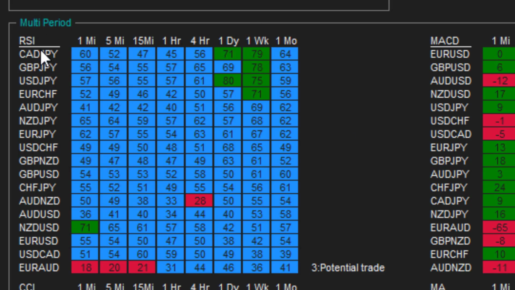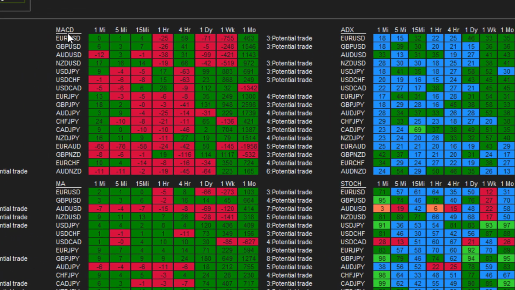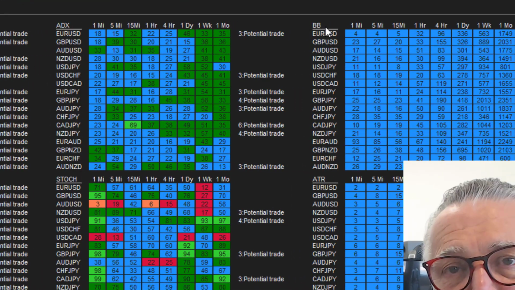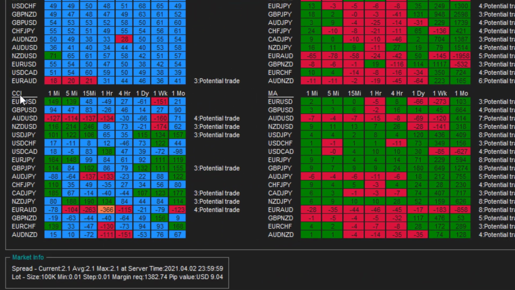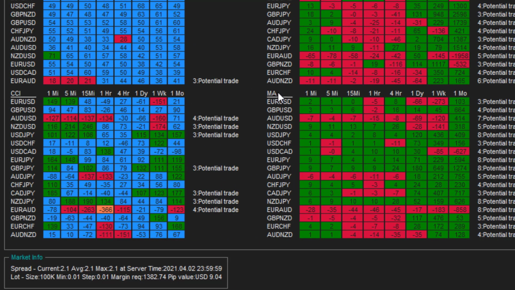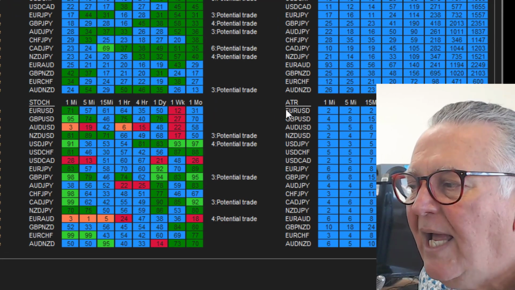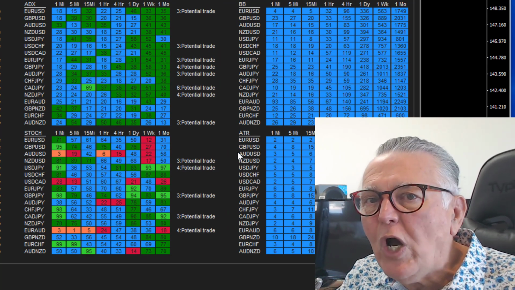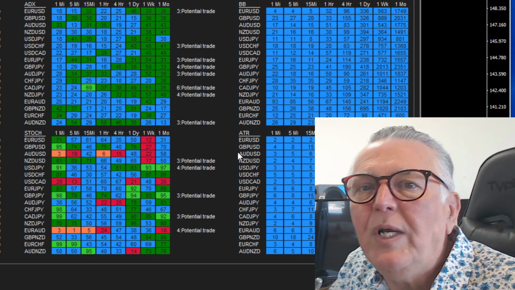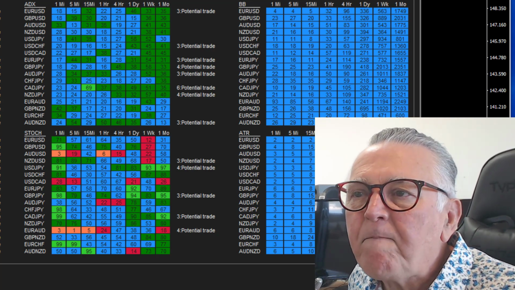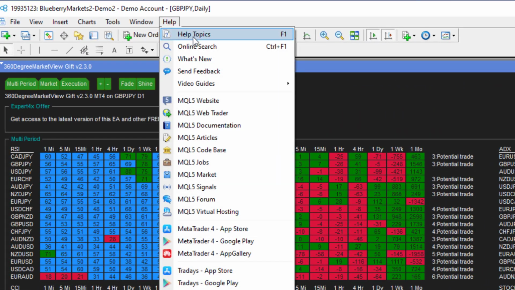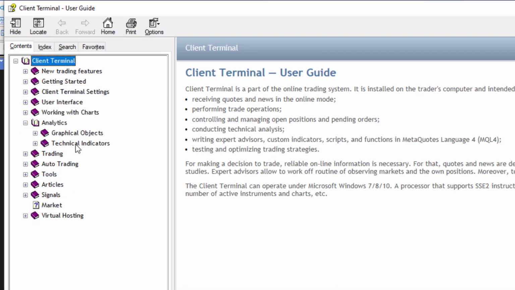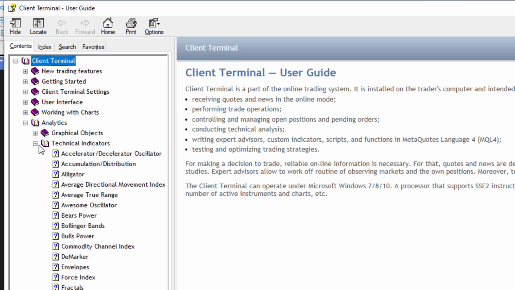Now, as I said, we've got the RSI, the MACD indicator, the ADX indicator, the Bollinger Band indicator, the CCI, the moving average indicator, and also the stochastic and the ATR. So there's a wide range of indicators, and if you don't know what these indicators do, let me show you a very quick way of finding out. You just go to help topics, you go to analytics. There are all the indicators listed, so there they are.